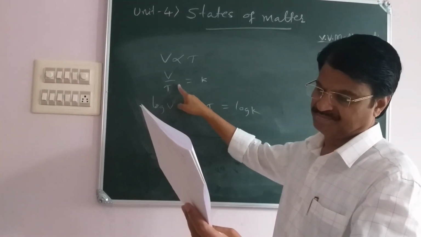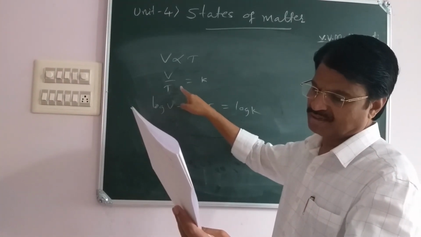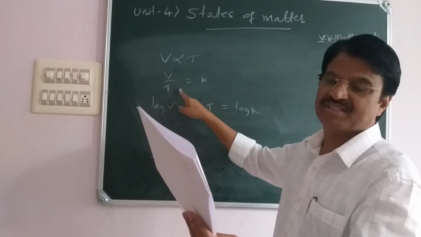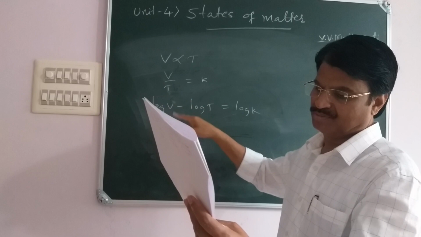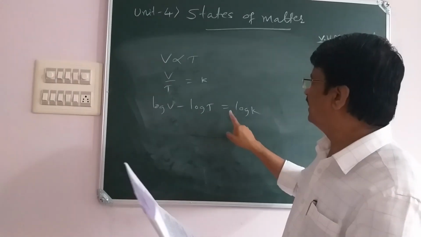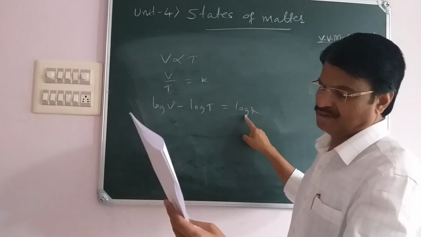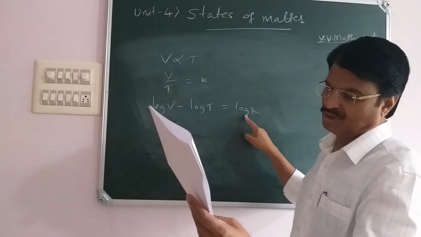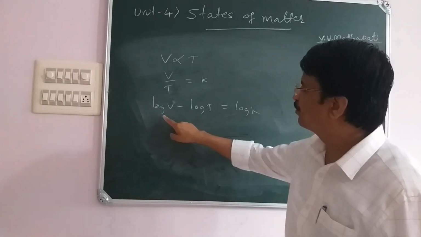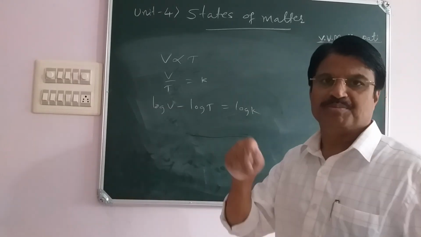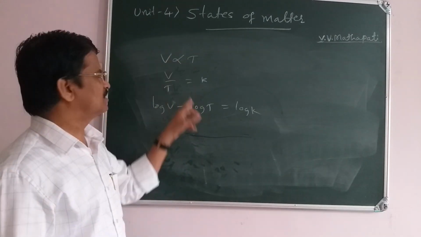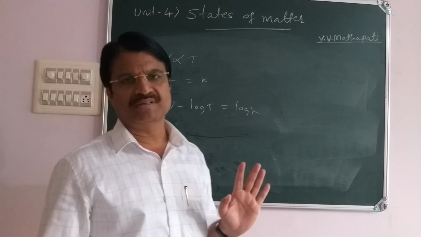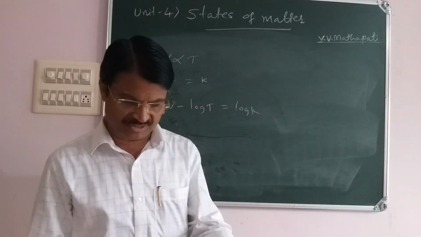Third option, again by differentiation, d ln V by dT equal to 1 by T. That is also true. But the fourth option, log K equal to log V plus log T, is a wrong statement. But all these are said to be correct statements for Charles law. So therefore, answer 4.